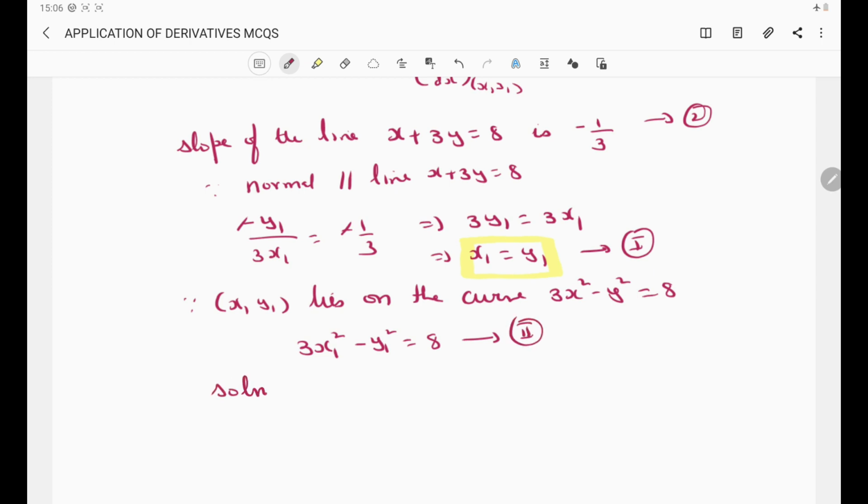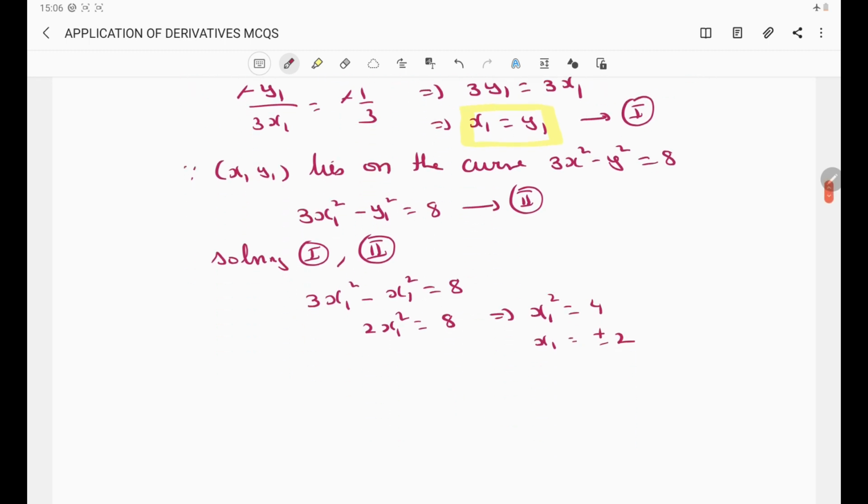So solving 1 and 2, we get 3x1 square minus, in place of y1 we can write x1, square equal to 8, or we get 2x1 square equal to 8, which implies x1 square equal to 4, or x1 equal to plus or minus 2. So the points of contact could be two possibilities, that is (2, 2) or (minus 2, minus 2).